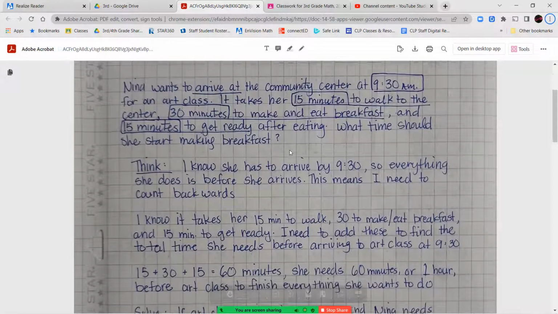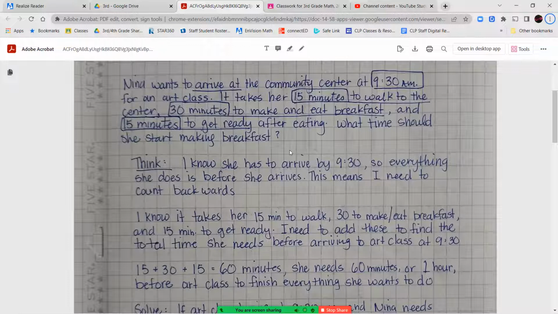So our first question says, Nina wants to arrive at the community center at 9:30 a.m. for an art class. It takes her 15 minutes to walk to the center, 30 minutes to make and eat breakfast, and then 15 minutes to get ready after eating. What time should she start making breakfast? So we have the end time and we have to find the start time.